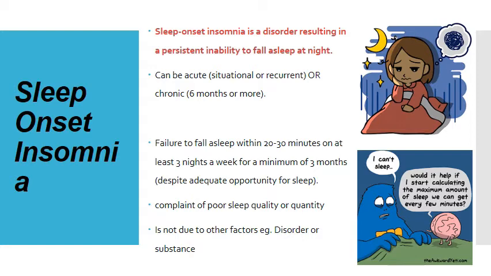In terms of the key symptoms, there is a regular failure to fall asleep within about 20 to 30 minutes after intending to go to sleep. There is a complaint of poor sleep quality or quantity, and sleep onset difficulty occurs frequently and persistently despite adequate opportunity to sleep. This would tend to happen at least 3 nights a week for a minimum of 3 months.